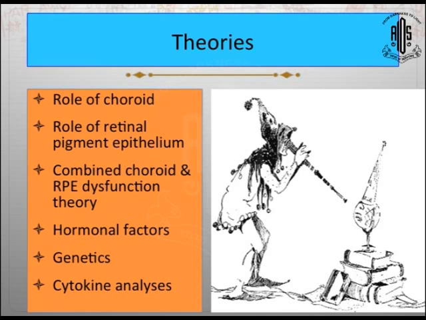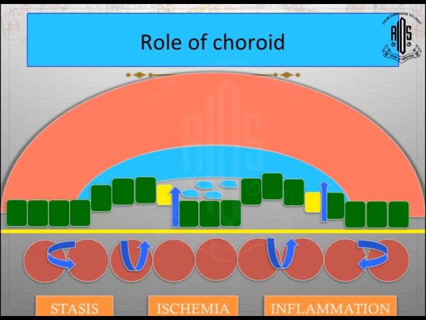It's the choroidal theory, the RPE theory, the choroidal and RPE dysfunction, that is the combined theory, the hormonal factors, the genetic factors, and the cytokine analysis. So coming to the role of the choroid, that is basically starting from the stasis, ischemia, and inflammation. We have increased hydrostatic pressure in the choroidal layers, and with increased hyperpermeability, which further leads to evolution of PEDs and further release of SRF in the subretinal space.